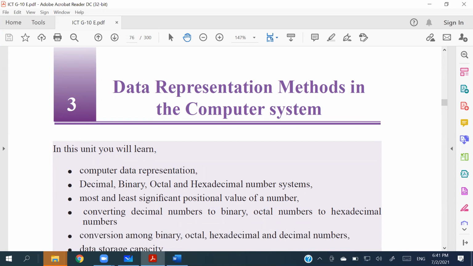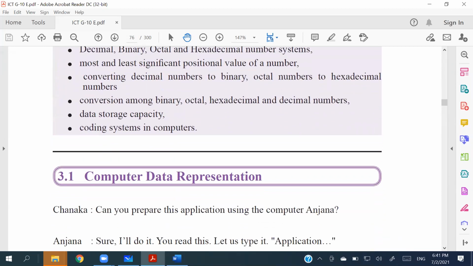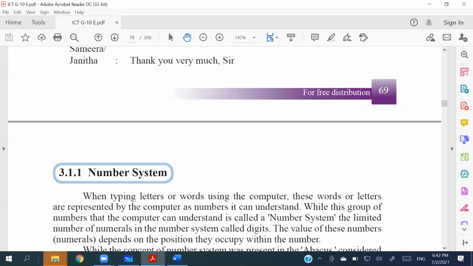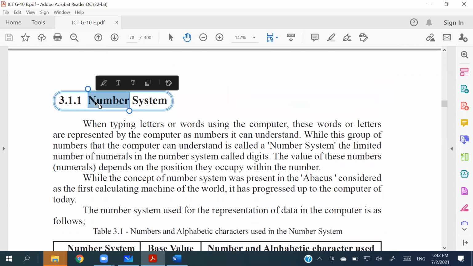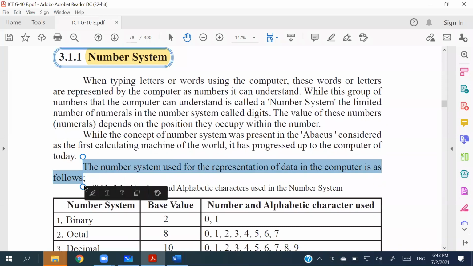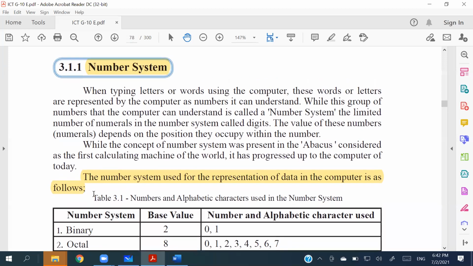So the 3rd unit, the topic is data representation methods in the computer system. And then we are going to write a subtopic called number systems. So write this subtopic and write this last line, copy that last line, and I'll show you the table that I have drawn on my whiteboard for you to copy, right?